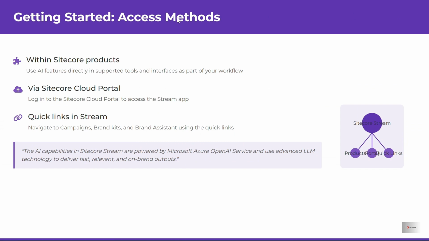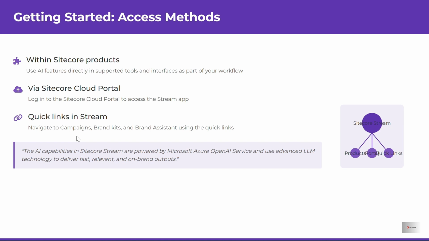Getting started, access methods. Within Sitecore products, as I mentioned in the previous slide, the copilot and agents are getting integrated, and this line says the same thing. Use AI features directly in supported tools and interfaces as part of a workflow via the Sitecore Cloud Portal. So you can log into Cloud Portal to access the Stream app. Then, based on your privileges or access rights, you get access to the features you have.